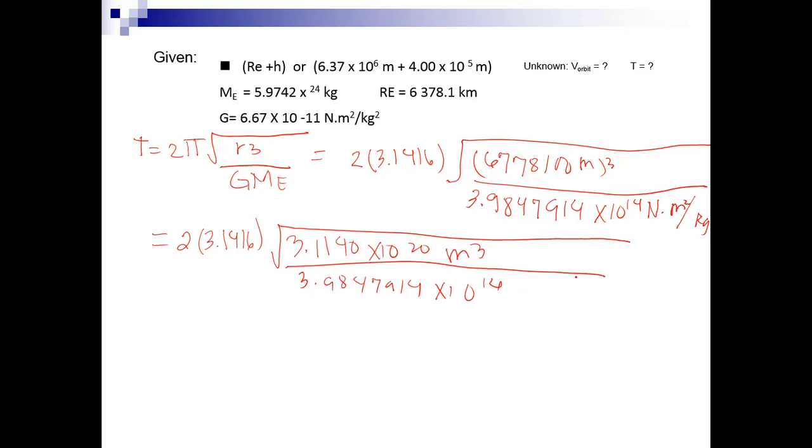So this time, ilagay na natin yung complete kilogram meter per second squared, meter square per kilogram. No? Cancel na yan. So meron ka ng square ng meter. Therefore, ang magiging unit mo na dyan is magiging meter cube per second square. Diba?